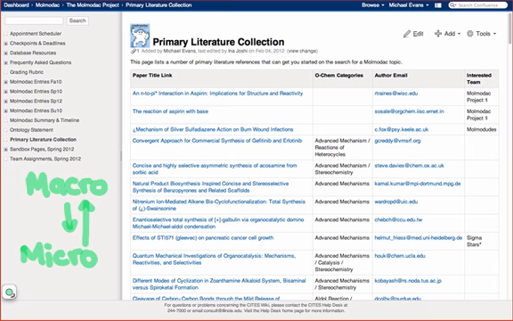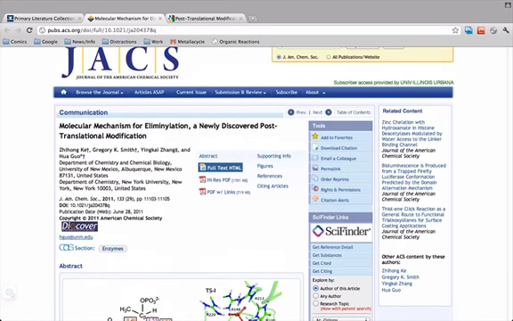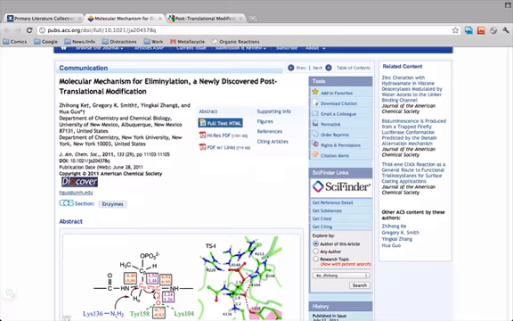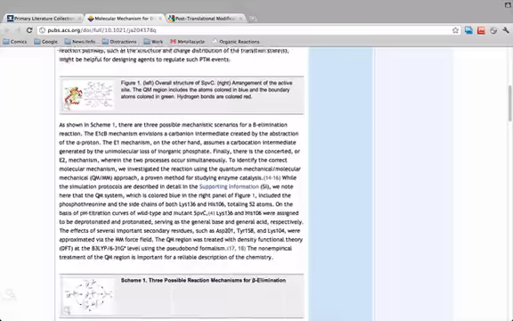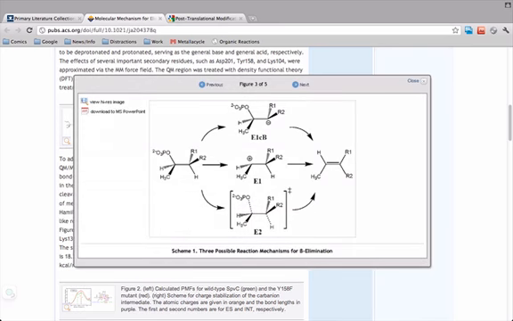The title of the paper is The Molecular Mechanism of Elimination, which is a newly discovered post-translational modification. And the idea, which is pretty clearly shown by a figure in the paper, is that this enzyme catalyzes the elimination of phosphate from threonine residues that have been modified through phosphorylation.